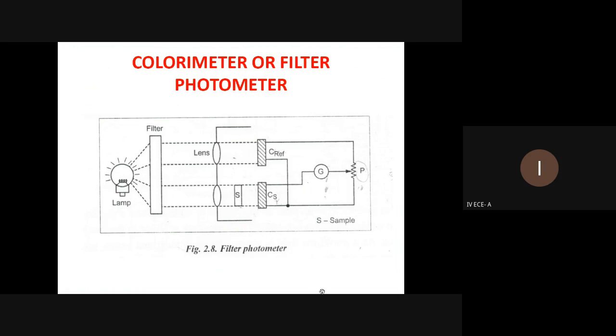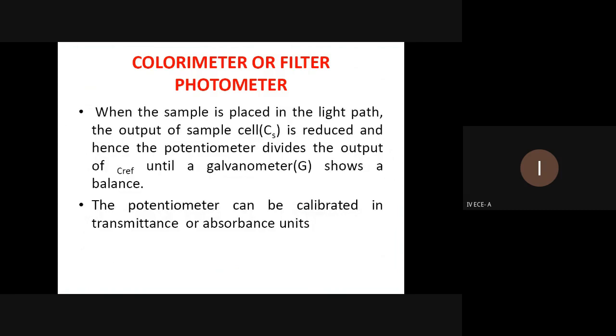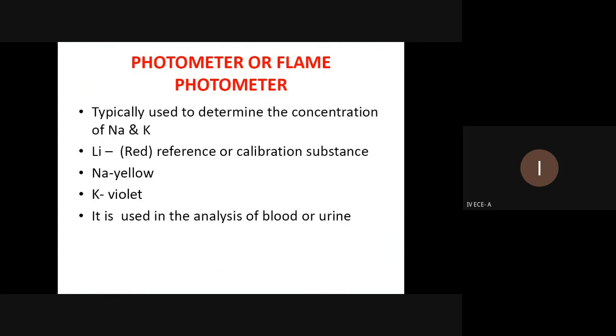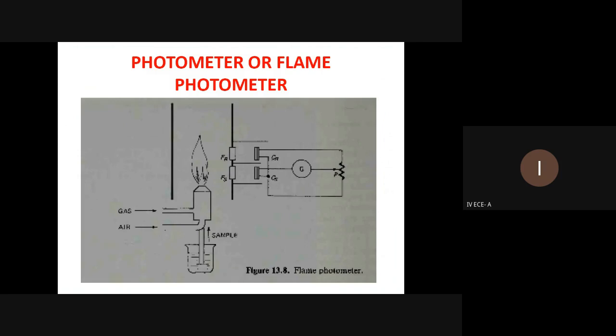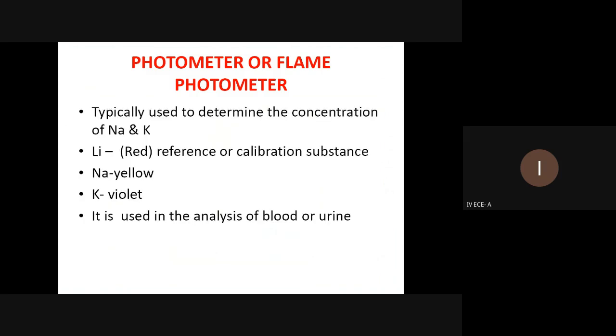Different scales are calibrated for analyzing each type of constituent of blood, used to identify the properties of blood cells. It is typically used to determine the concentration of sodium and potassium. Lithium denotes red, potassium violet, and sodium yellow. It is used in the analysis of blood or urine. So this is the flame photometer. In the flame photometer, sodium is yellow and potassium is violet. That is the difference between the colors and the elements.